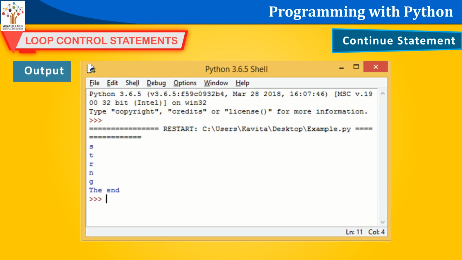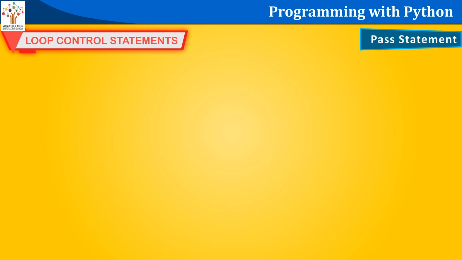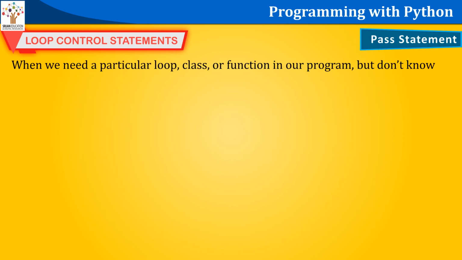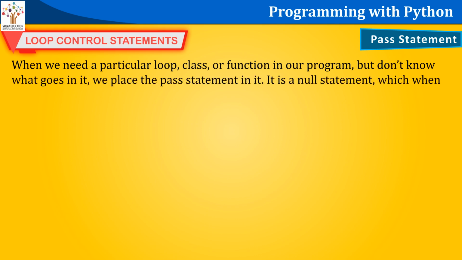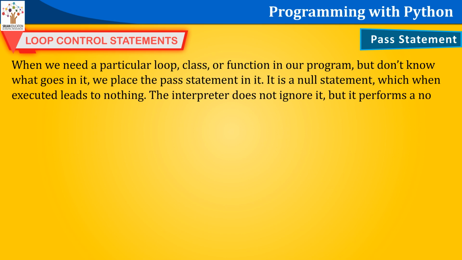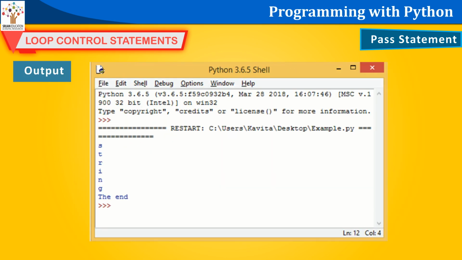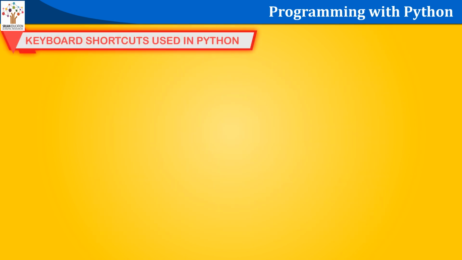Example: output. Pass statement. When we need a particular loop, class, or function in our program but don't know what goes in it, we place the pass statement in it. It is a null statement which, when executed, leads to nothing. The interpreter does not ignore it, but it performs a no operation, NOP. Example: output.